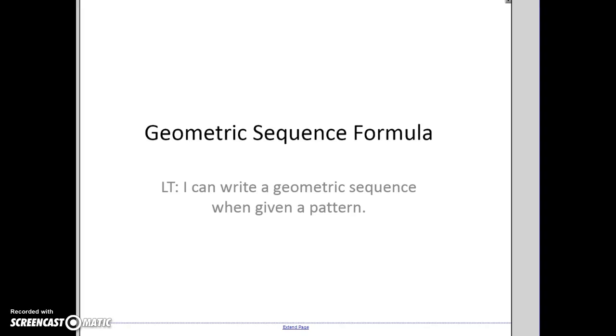Today, our learning target: I can write a geometric sequence when given a pattern. And this is all about using a formula. This particular formula is the geometric sequence formula.